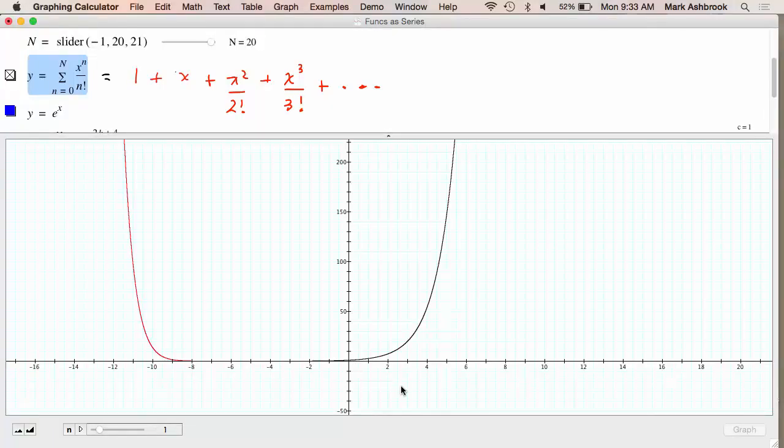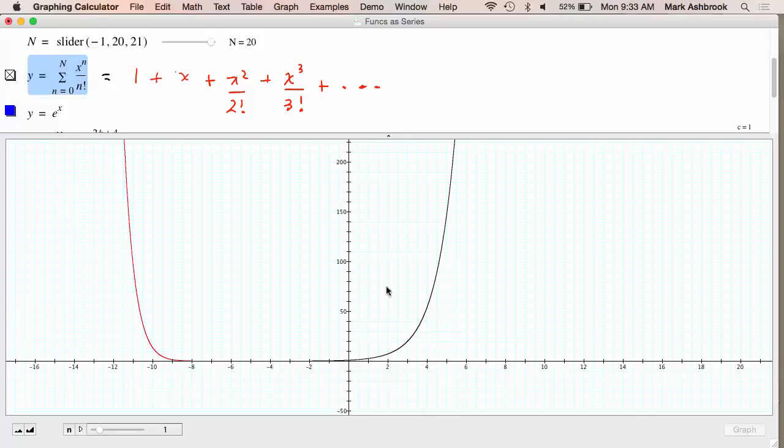So it looks like for the first 21 terms, it's pretty good, probably from -8 all the way to 8. Probably in that whole interval, it's very, very close to e to the x. But then it will peel off. But the more terms we add, the better it will approximate e to the x further and further away from 0. And like we said, if you could add all infinitely many terms of x to the n over n factorial, you'd have exactly the function e to the x.